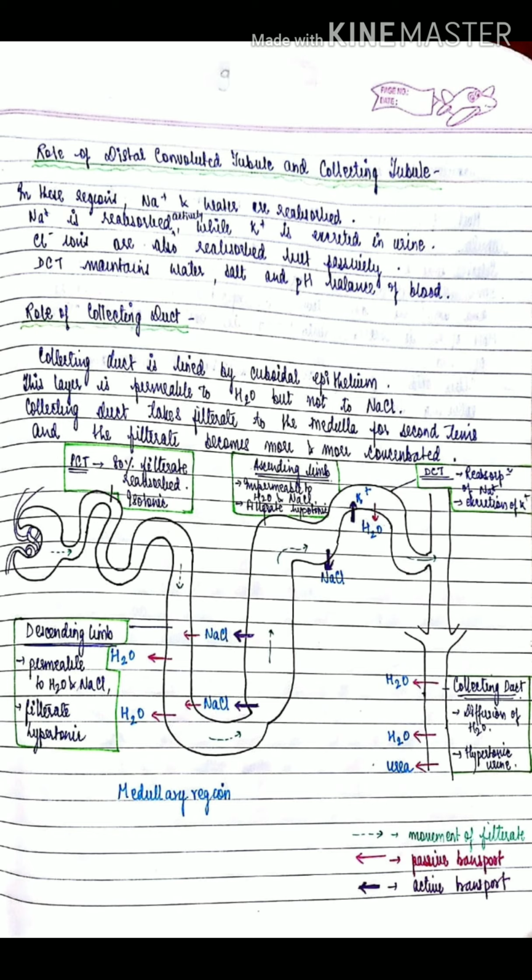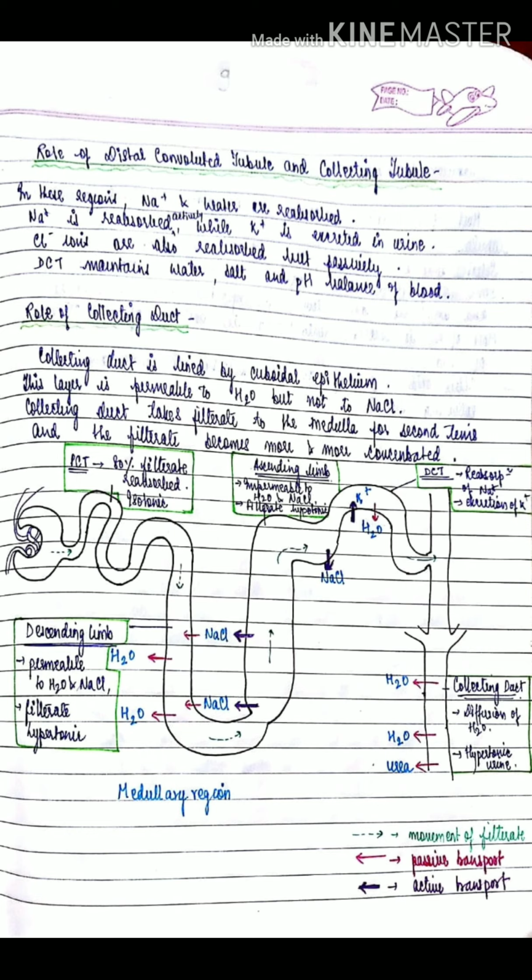Role of collecting duct. Because the collecting duct is lined by cuboidal epithelium, it is permeable to water but not to sodium chloride, and it takes the filtrate to the medullary region for the second time, and the filtrate becomes more and more concentrated. In the diagram, it can be seen that the proximal convoluted tubule reabsorbs 80% of the filtrate.